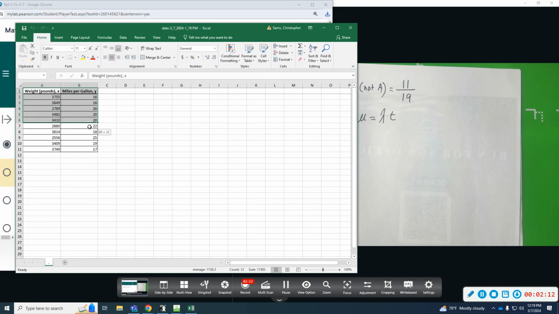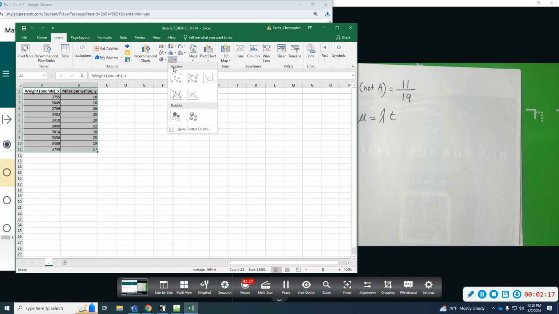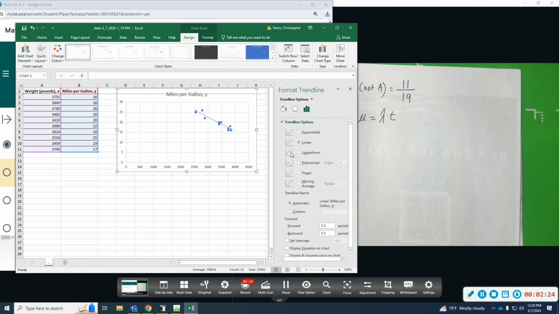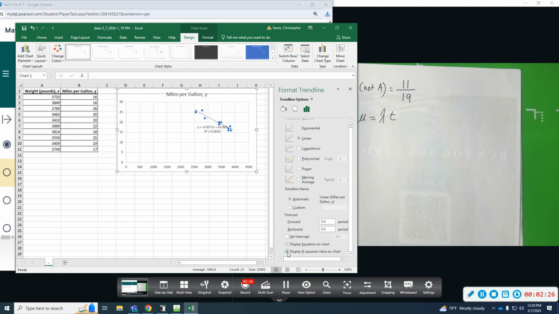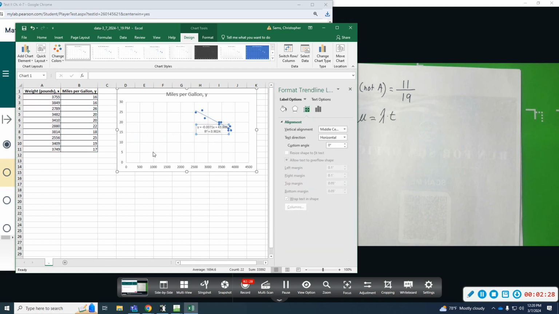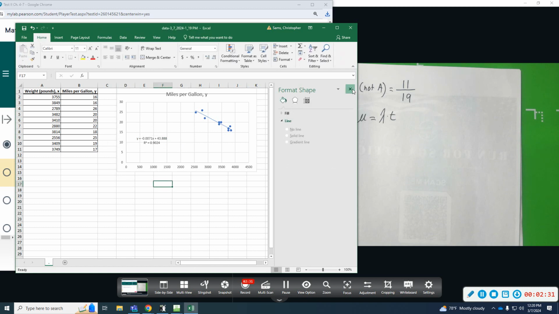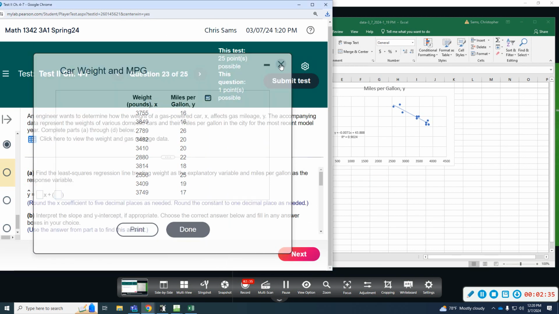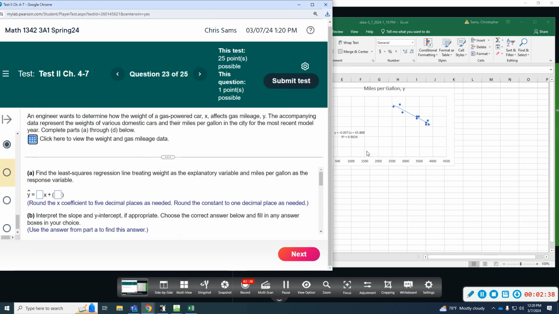All right, I'm going to highlight, insert, scatter plot. I'm going to do trend line, more options, equation, and R squared. Okay, so I got everything I need. The least squares regression line is going to be negative 0.0071. We want to round to 5 decimal places.